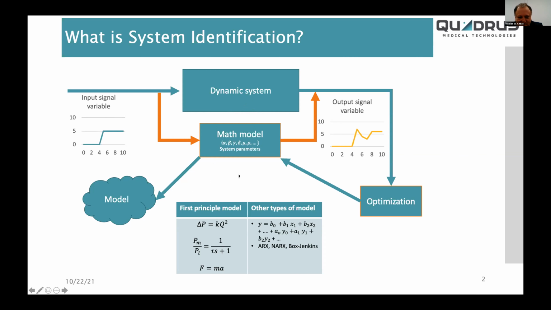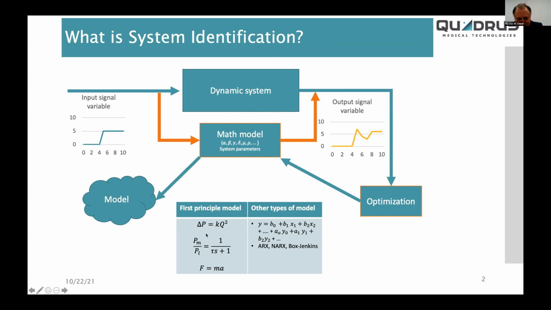Now, one of the most important steps of system identification is figuring out the structure of the mathematical model. Now, this can be obtained by assuming first principles. If you know the physics of the dynamic system, you can use first principle models.